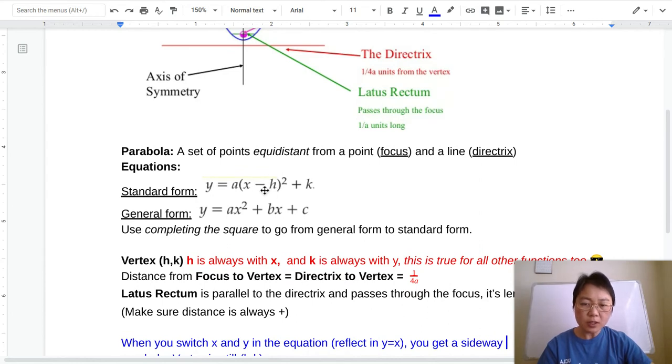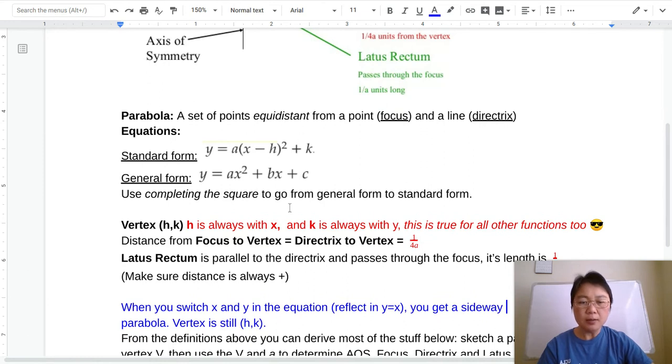Be careful that h is to be subtracted from x in this standard form, and k is the value you want to add at the end. In fact, you will see h and k a lot when you learn about other functions. h is always with the x, and k is always with the y. In fact, h is always subtracted from x, and k is always subtracted from y. And you see that this k here is a plus because k is away from y. If you put k back on the left-hand side, it would be y minus k. Okay, but we use this form as the standard form for the parabola.